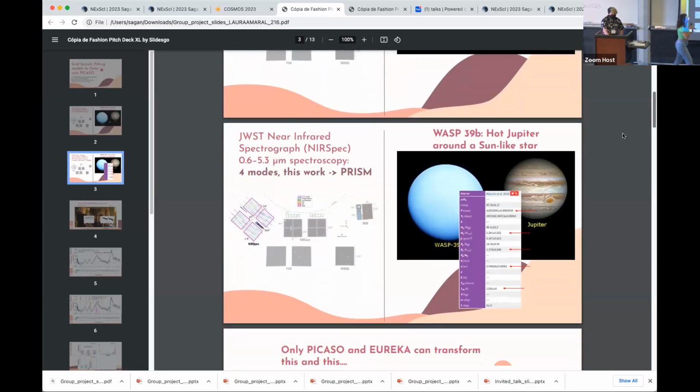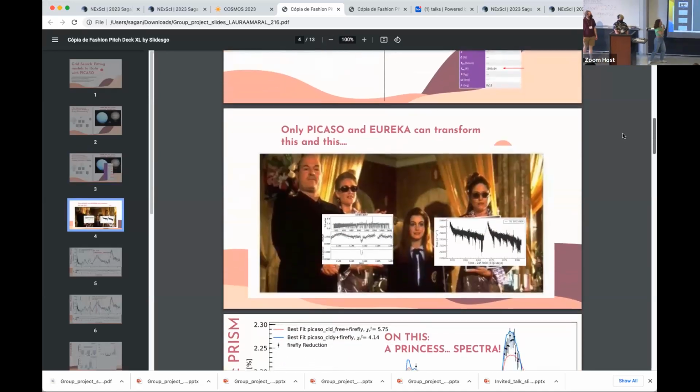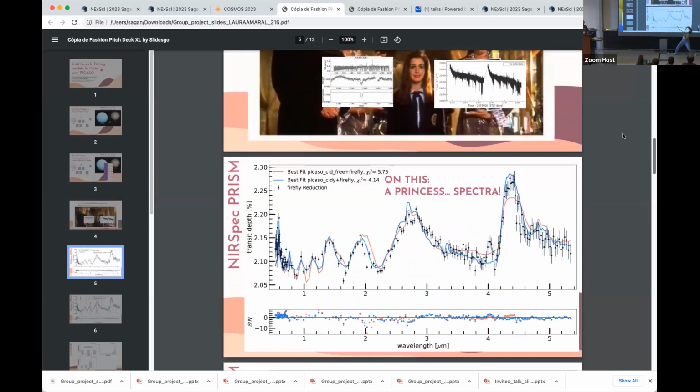So here are the characteristics of the planet. It has a really short year, about 4 days. It's a hot Jupiter because it's so close to the star. The radius of the planet is about 1.2 times the radius of Jupiter in our system. Can you go to the next one, please? Okay, let's go. We used Picasso and Eureka for this.